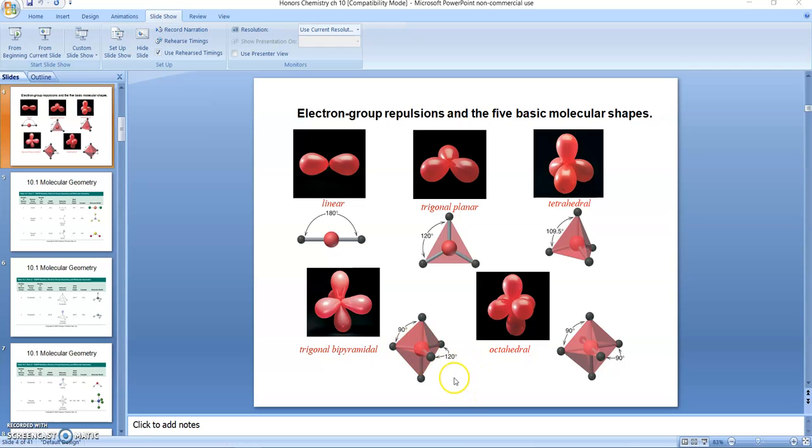Okay? Now, it turns out the ones in the equatorial positions have less overall repulsion. Why? Because they're 120 degrees from some of their neighbors, further apart. The ones in the axial positions, they're 90 degrees from all their neighbors. So they're packed in closer to their neighbors, which means an atom or an electron pair in an axial position will experience greater repulsion than an electron pair in an equatorial position.